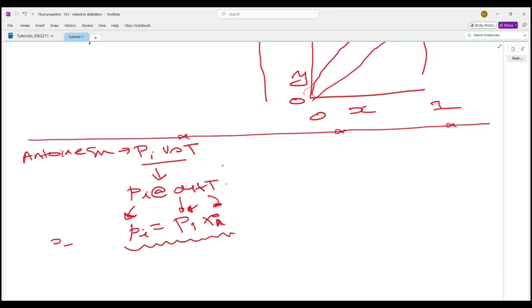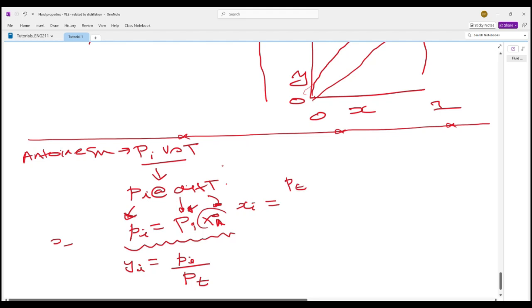So once you have the partial pressure of i, then we can get the mole fraction of component i in the vapor phase, which is the partial pressure of i divided by the total pressure, Pt. And then we also learned how to calculate the total pressure using the gas law. Pt is nothing but the summation of the partial pressures of the different components, where i can be A, B, C, until say i.